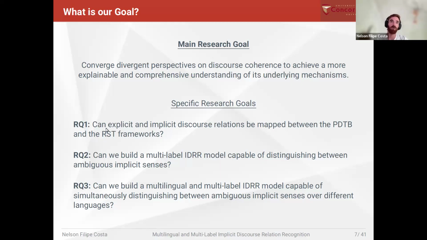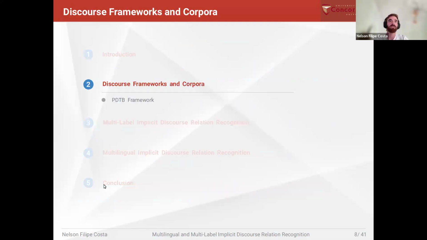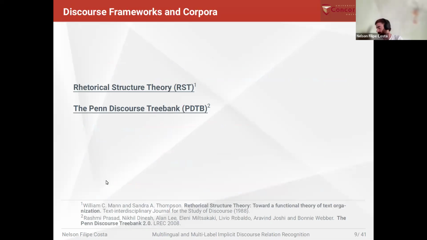In this presentation, I won't cover research question number 1. I'll just focus on the last 2, which were the last bulk of the research that I've done. So I'll present research question number 2 and research question number 3. But first, a quick overlook of the theoretical background we need to follow this presentation. As I said, there's multiple discourse frameworks. Two of the most widely used are the RST and the PDTB.